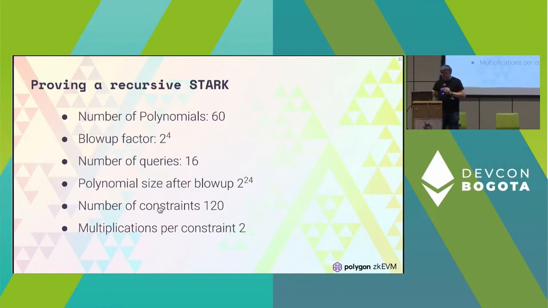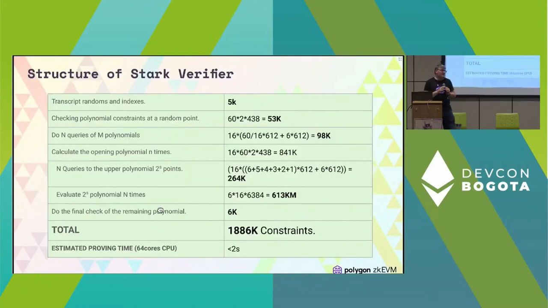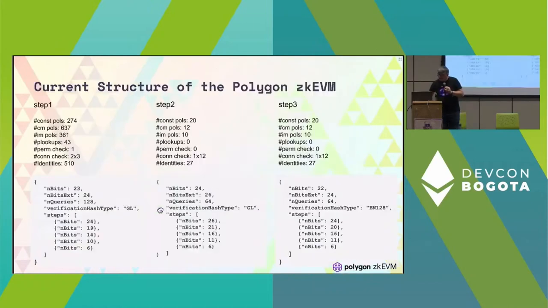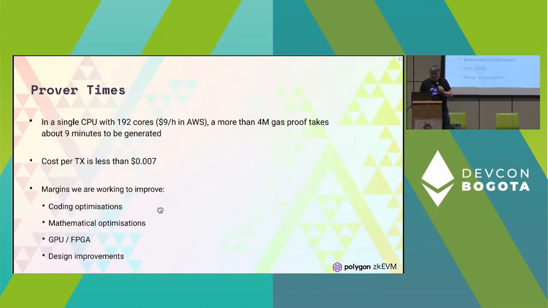And if we do the numbers with this, see that the numbers are getting much, much smaller. At the end, if we add them all together, we can have something that's below 2 million constraints. And this is something that can be built in less than 2 seconds. It's quite insignificant compared to the proving time. So this is very much the conclusion.